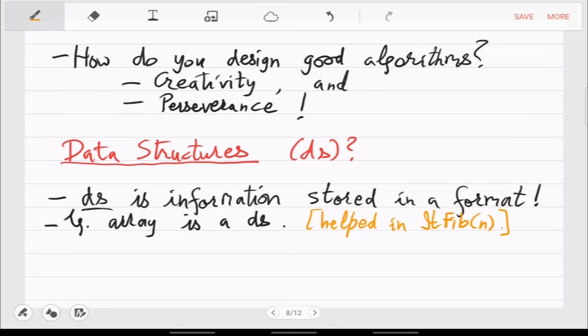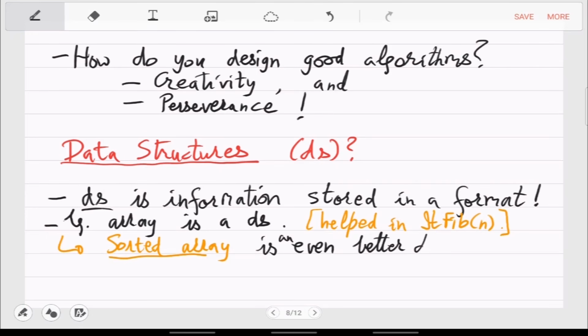But what is better than an array? Something better than an array is a sorted array. Sorting is even better. As you are building your data structure or your array, if you keep it sorted, then certain things in the future can become faster, right, in comparison to if it was unsorted. So why is that?